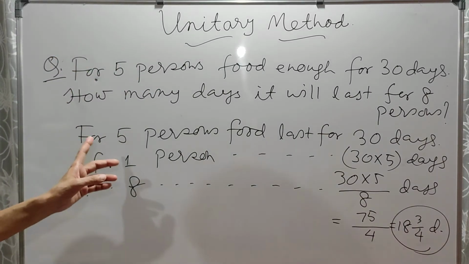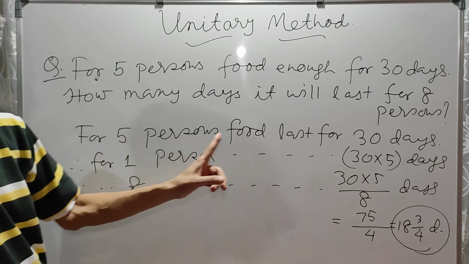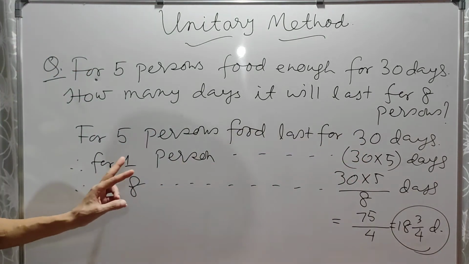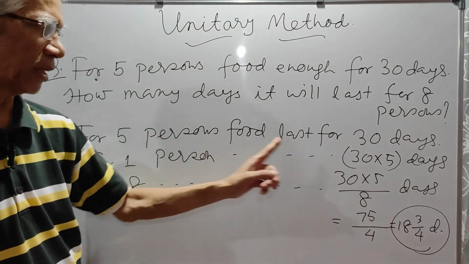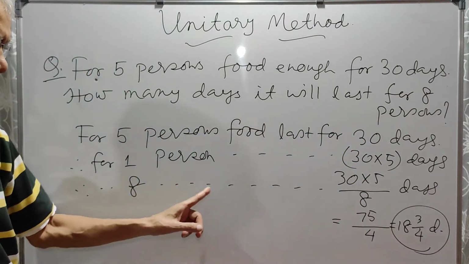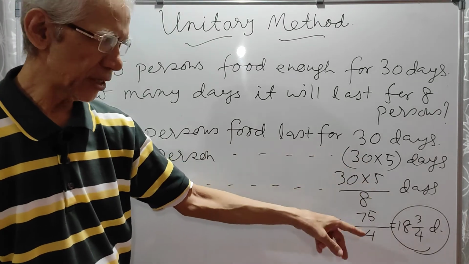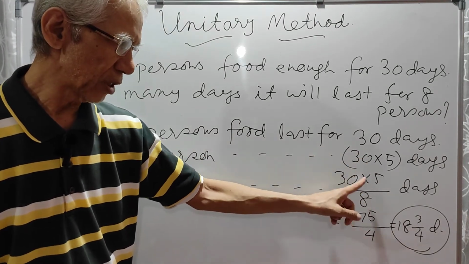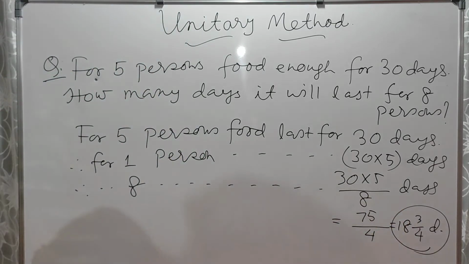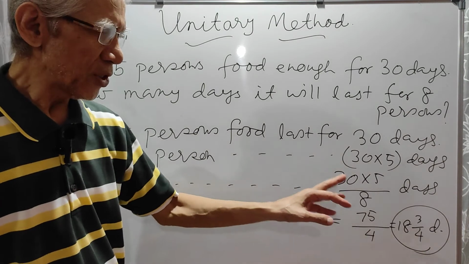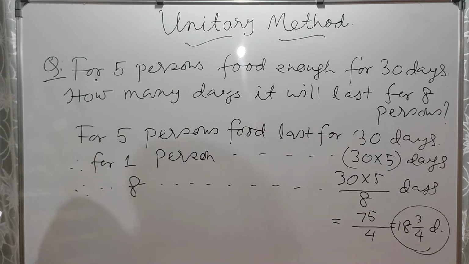All right. So see carefully. For 5 persons, the food will last for 30 days. For one person alone, the food will last for many more days. That means 30 into 5, multiply. So for 8 persons, now it will last for fewer days. So divide 30 into 5 by this. So by dividing, what do you get? Cancelling, 75 by 4. That means 18 3 by 4 days. Okay. So this is how you have to work out.